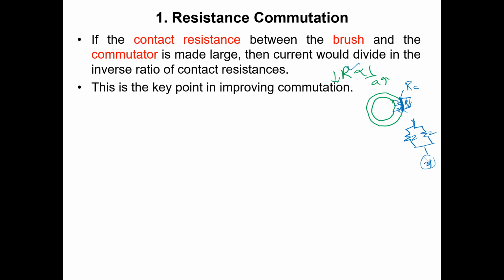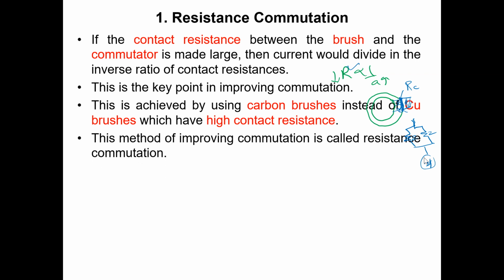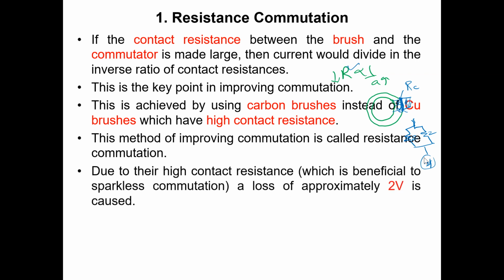This is a key point in improving the commutation. This is achieved by using carbon brushes. So for that, we replace copper brushes. Why carbon brushes? Because carbon has high resistance. This method of improving commutation is called resistance commutation, due to high contact resistance, which is beneficial for sparkless commutation.